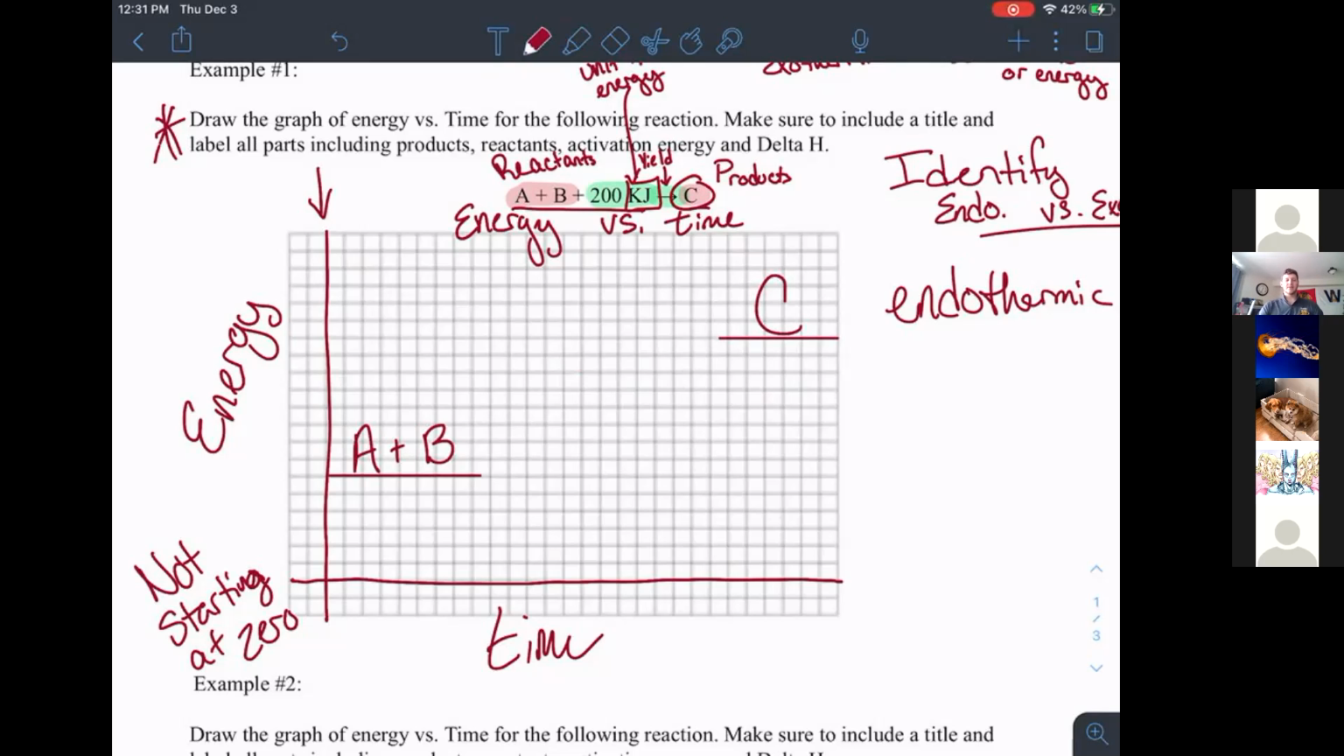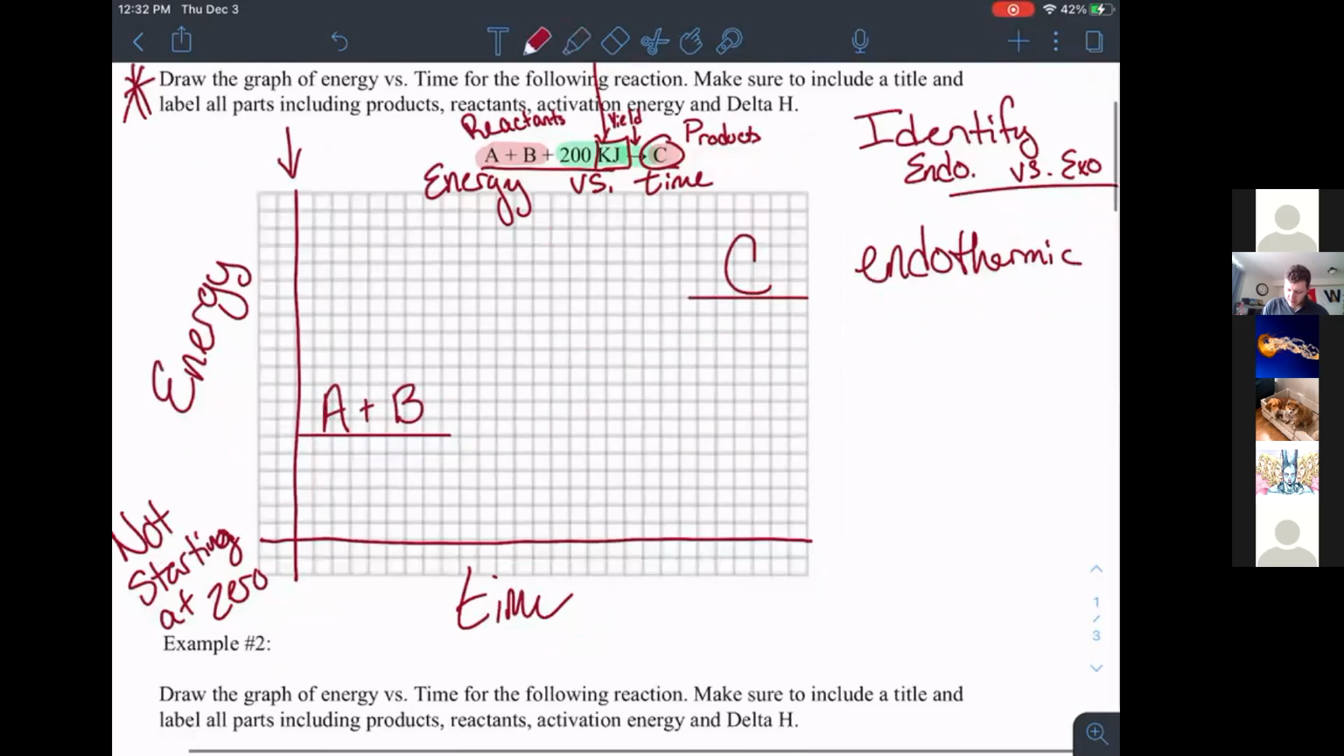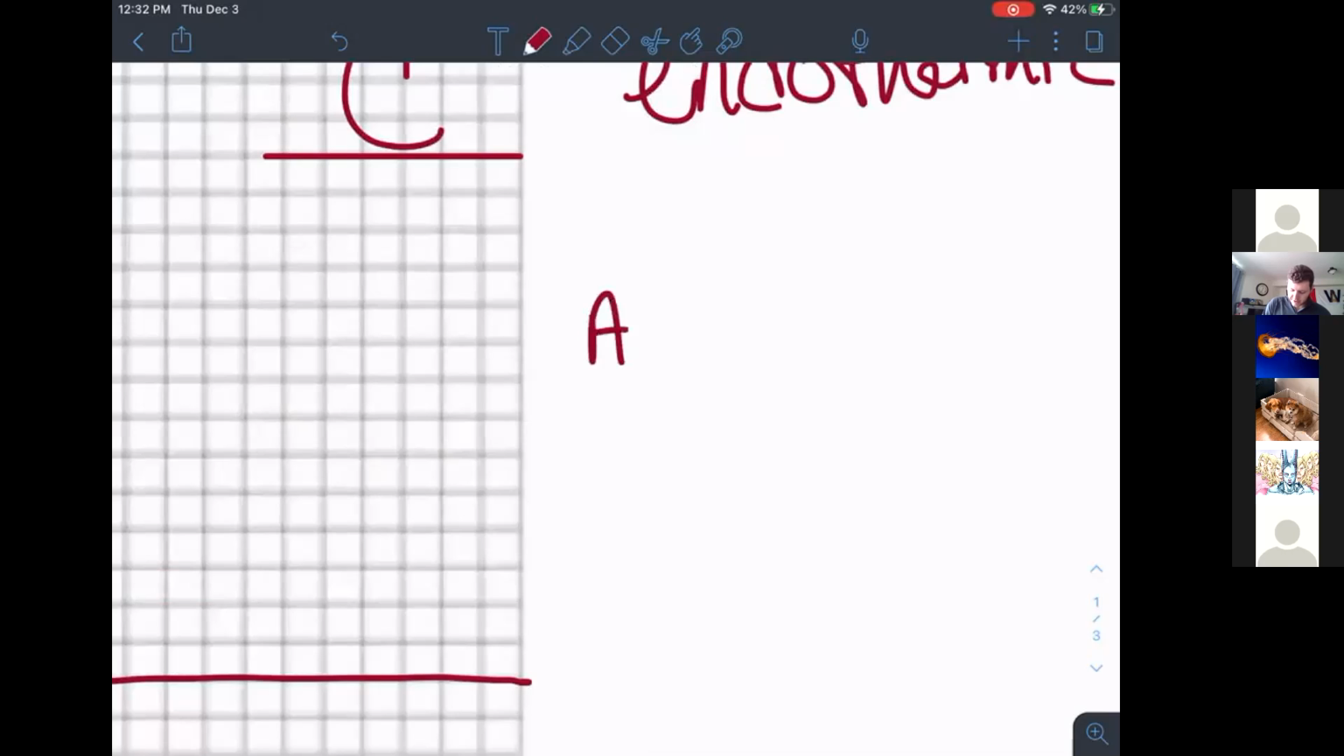Now, yesterday, those graphs weren't 100% accurate because it showed a line going straight from A plus B up to C. And that's not going to be perfect because that doesn't show that we put in energy to make this reaction happen. All reactions require this thing called activation energy. So I'm going to write right here, activation energy.